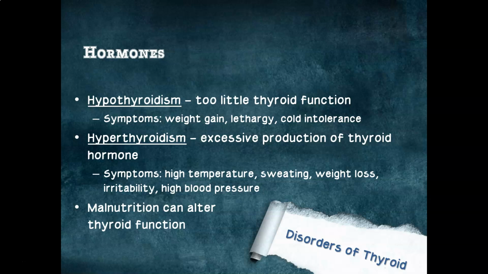On the reverse side of that, you've got hyperthyroidism, or the excess production of those thyroid hormones. And if you look, there's a lot of sort of opposites to this. So excessive weight loss, high temperatures, so you're sweating a lot, also going to cause your heart to beat faster, so you end up with high blood pressure, irritability.